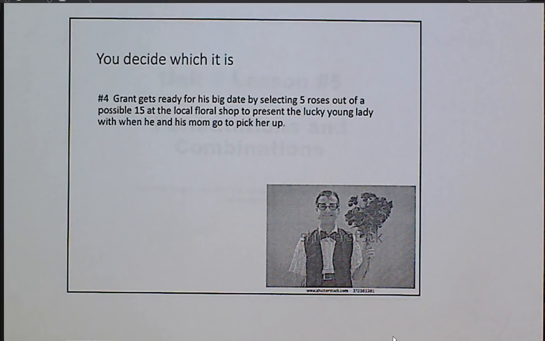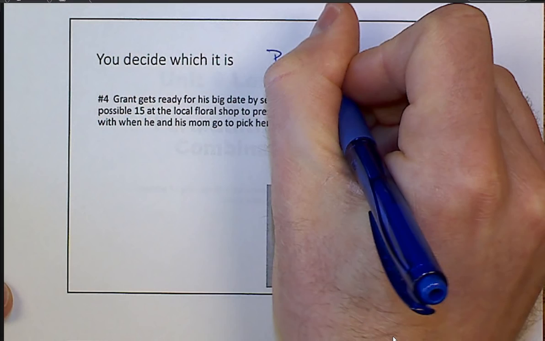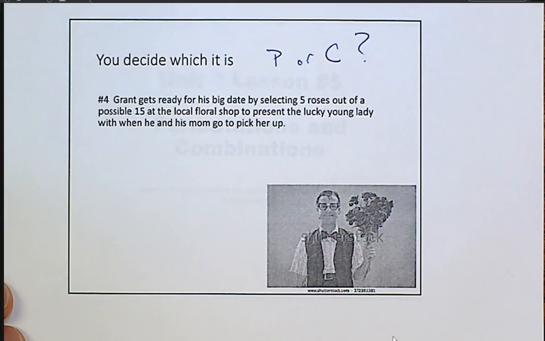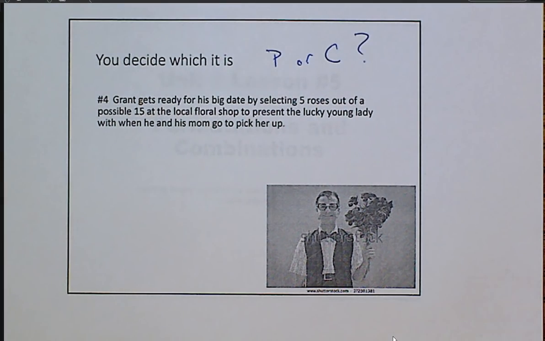So we're trying to figure out the possible choices of roses. The first thing you have to decide is this: is this a permutation or a combination? So just put yourself in a situation. If you're going to the store and there's 15 roses and you're just picking 5, the order is really not going to matter.